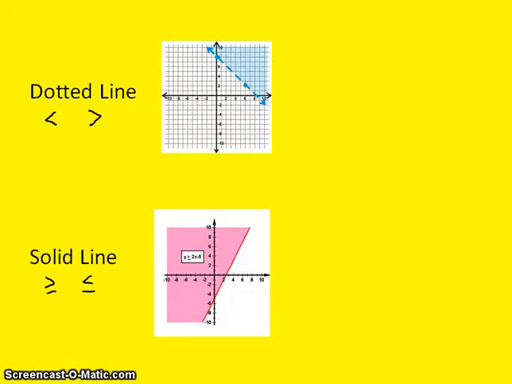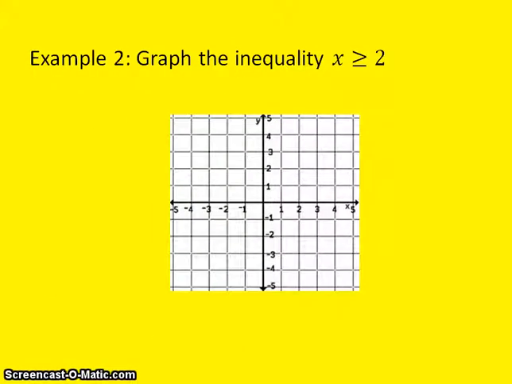So let's do some examples. Let's start with just an x, one variable for now. So we're going to graph the line. We're going to pretend it's x equals 2 for right now. And we know that it's going to be a solid line because it's or equal to. So a solid line at x equals 2. So I'm going to draw a solid line. That's the first part, right? Draw the line. Now, which side do I shade?